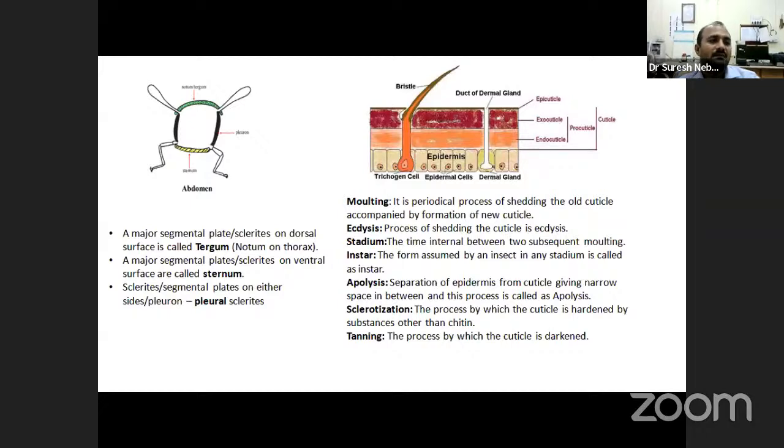The major segments, which we call tergum, sternum, pleurum, you should be aware of all that. Then the definitions, words like molting, ecdysis, stadium, instar. Usually they will confuse you in the exam about these words, so you have to understand these terminologies and what each is used for. You can find this in your books and your notes also.